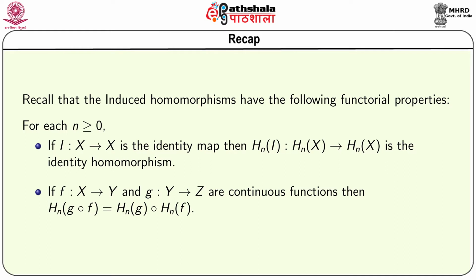For each n greater than or equal to 0, if I is the identity map, then Hn I from Hn X to Hn X is the identity homomorphism, and if f and g are two continuous functions, then Hn of g composed with f is equal to Hn g composed with Hn f.